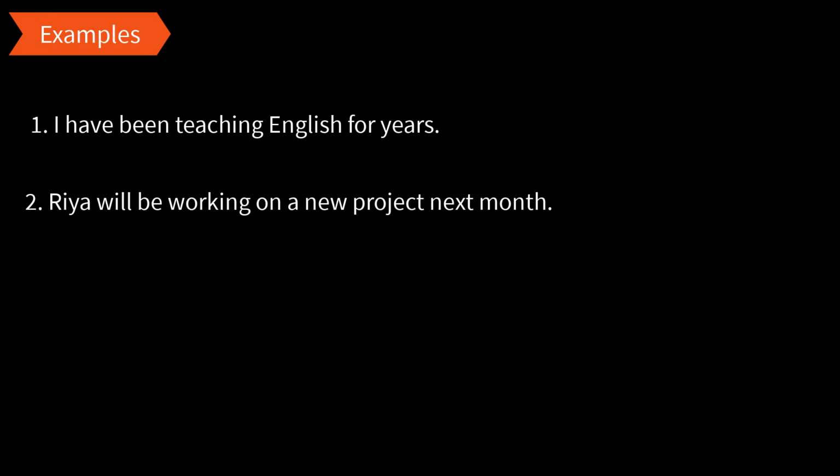Ria will be working on a new project next month. So in this example, the verb phrase is very simple, will be working. Will and be are helping verbs, auxiliary verbs, and working is the main verb. So will be is helping the main verb, the action verb working, all right? Will be working is the verb phrase. Simple. So we have two helping verbs here and one action verb working. Let's look at the next example.